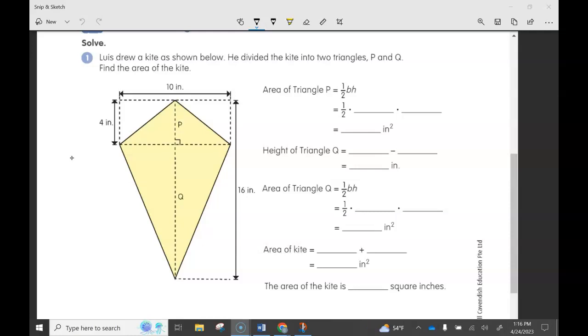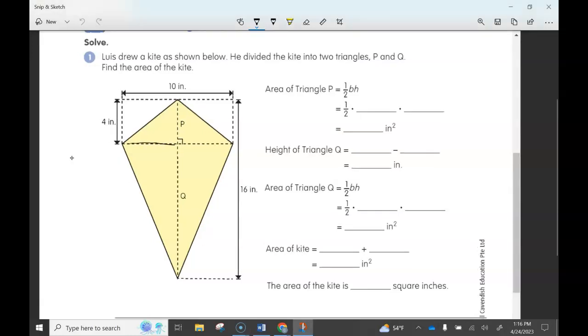We can see a couple things here. First of all, the base of each triangle is going to be 10. The base of the triangle on the top would be 10, and it's going to have the same base going down that way as well. We also have some measurements. We can see the height is 4. We also see the height of the total kite is 16. We'll get to that here in just a little bit.